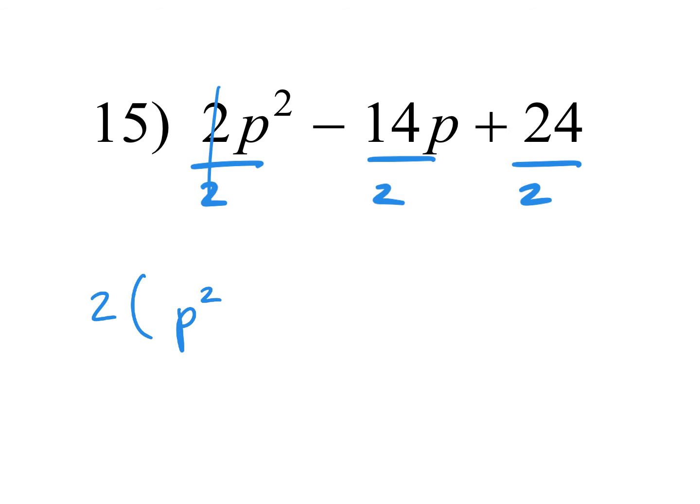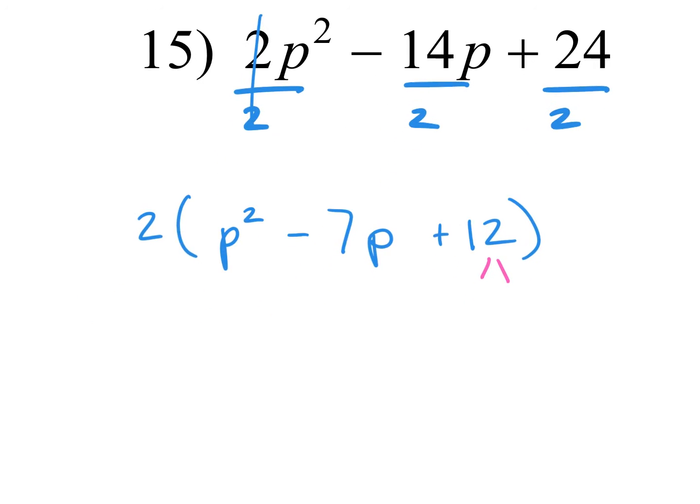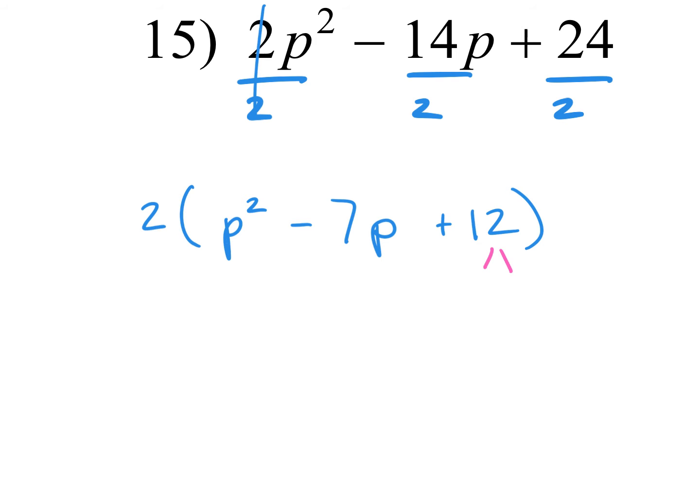What's negative 14 divided by 2? Negative 7p. And then 24 divided by 2? 12. Can I factor this? Yeah. Do I have 2 factors of 12 that add to negative 7? Yeah, you do. Awesome. Negative 4, negative 3.